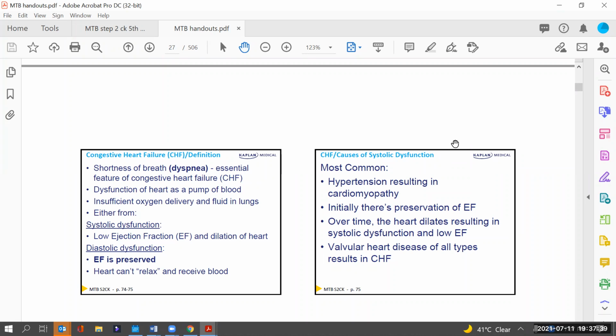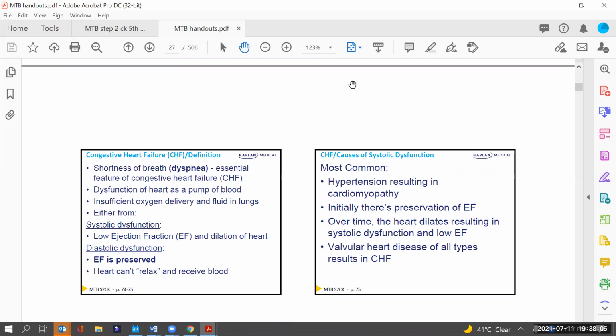The normal limit is 55 to 70. So if any question says ejection fraction below 55%, it means it's a systolic dysfunction. And if it's normal, between 55 and 70, we can say the ejection fraction is preserved, meaning it's a normal ejection fraction. So always think of diastolic dysfunction. Later on, we will see what the etiologies and causes are.